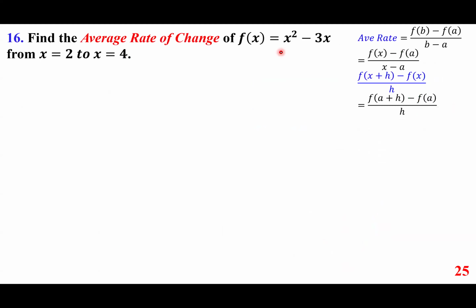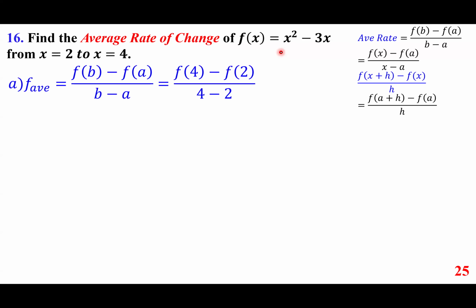Find the average rate of change of f of x equals x squared minus 3x from x equals 2 to x equals 4. So the average would be f of b minus f of a over b minus a, or simply f of 4 minus f of 2 over 4 minus 2. That is by definition average rate.